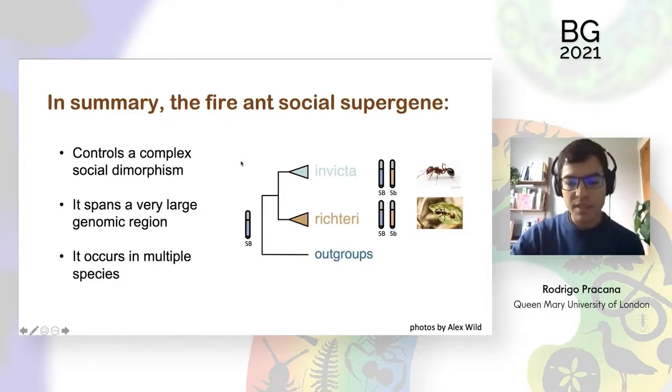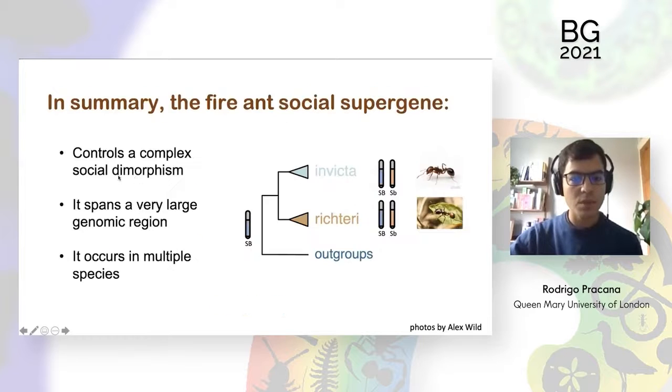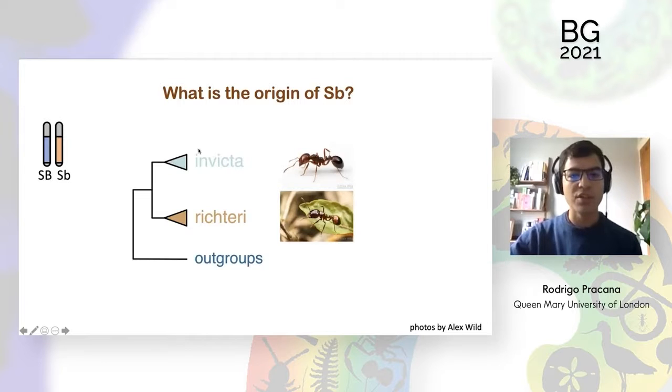The last thing is that this supergene occurs in multiple species of fire ants in the Solenopsis genus. So both Invicta and Richteri here have multiple queen colonies, and in both species, the multiple queen colonies are associated with this little b variant of the supergene. So in summary, I've told you that fire ants have a social supergene that controls a complex social dimorphism in colony organization. The supergene spans a very large genomic region, and it occurs in multiple species of Solenopsis ants. And the question in this talk is where in the phylogeny is the origin of this little b variant, the derived variant of the supergene?